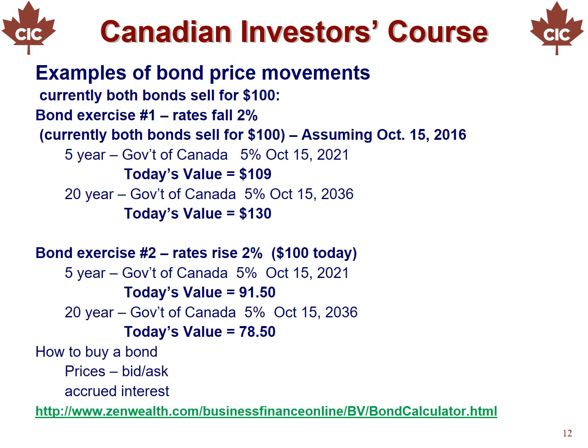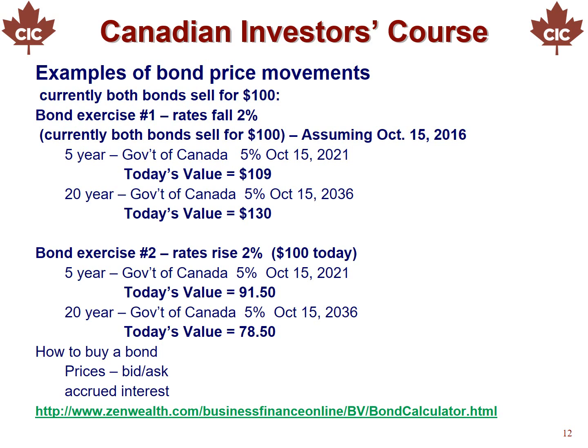So let's look at bond price movements, a couple of exercises to highlight this. In the first exercise, let's take an environment where rates fall 2%. We've got a 5-year and a 20-year bond. Both started off with $100 face value. We're looking at it on October 15th, 2016.